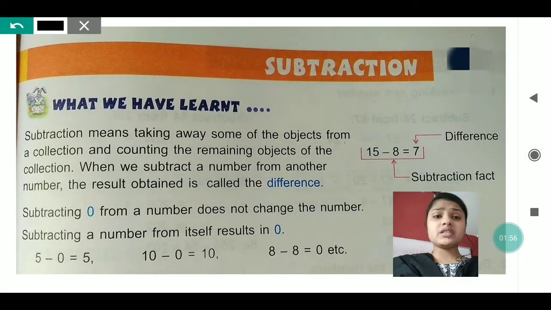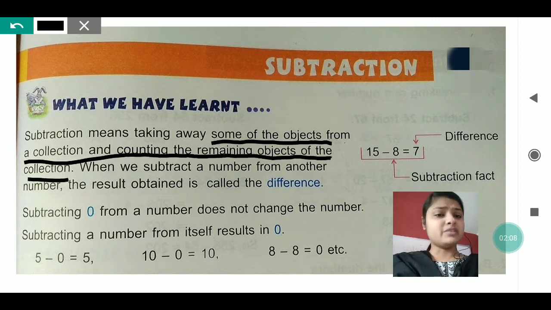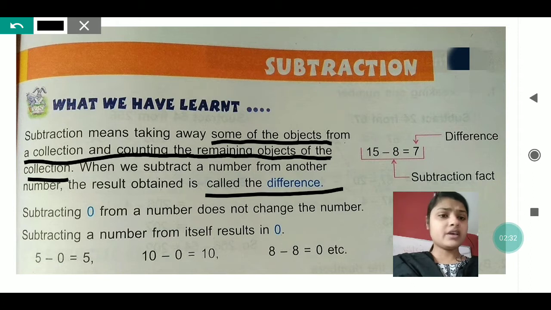So you can see subtraction means taking away some of the objects from a collection, or counting the remaining objects of the collection. When we subtract a number from another number, the result we obtain is called the difference. Subtracting 0 from a number does not change the number. Whenever we subtract 0 from any number, the value of that number is not affected. It will be the same, like 5 minus 0 will also be 5, 10 minus 0 will be 10, and 8 minus 0 will be 8, and 8 minus 8 is also 0. When a number is subtracted by itself, we get 0.